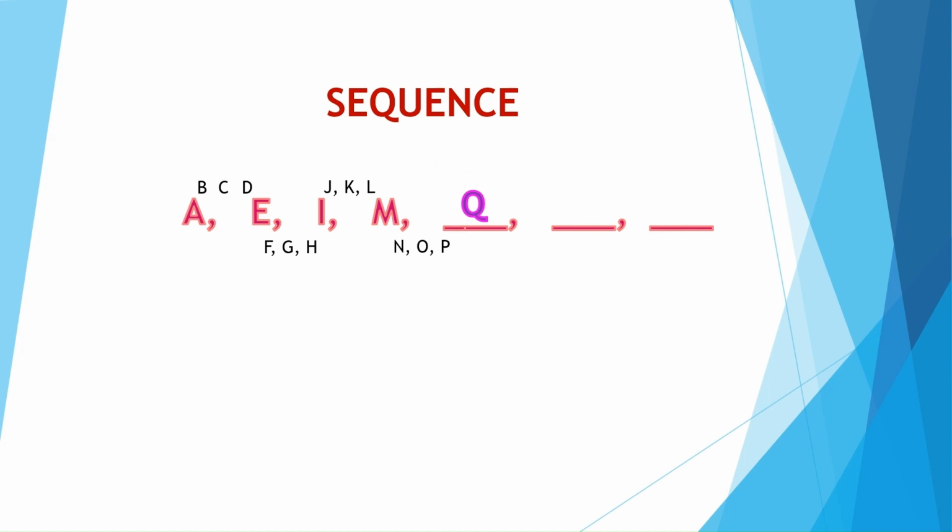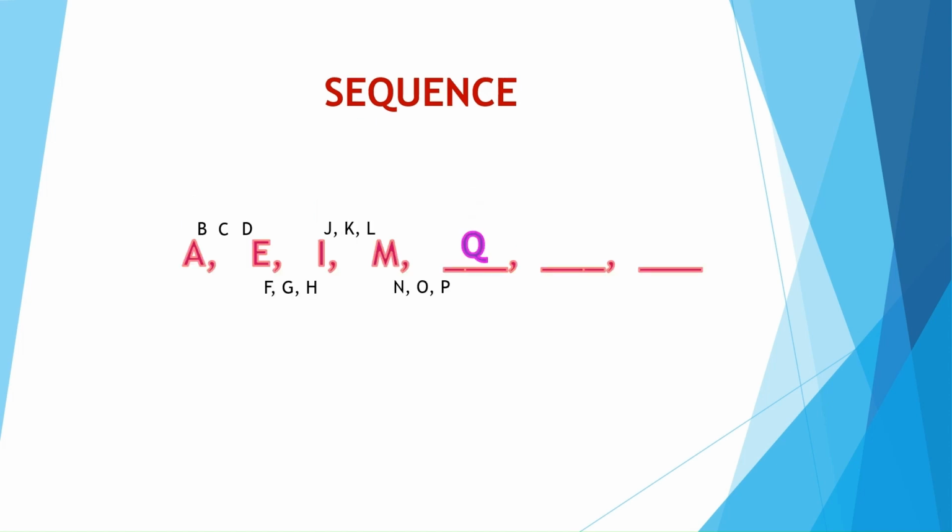My math wizards, can you now tell what these last 2 letters are by applying the pattern in this sequence? You're absolutely right. The last 2 letters that we're looking for in this sequence are U and Y. So, we have letter U here and Y here. The letters that were skipped are R, S, T and V, W, X.